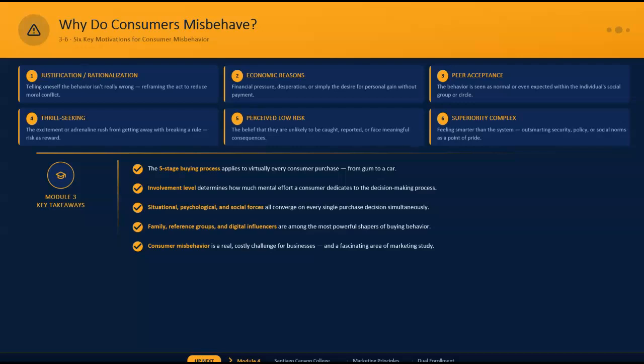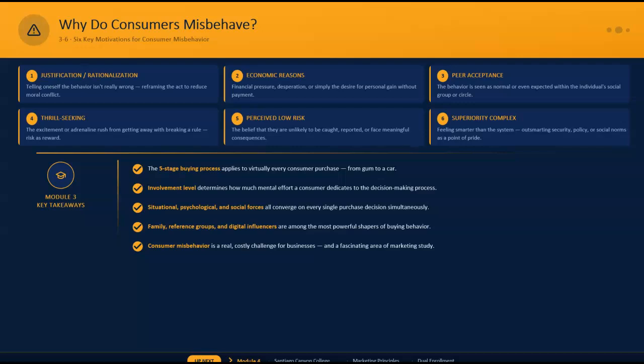Peer acceptance: the behavior is seen as normal or even expected within the individual's social group or circle. Thrill seeking: the excitement or adrenaline rush from getting away with breaking a rule, risk as reward. Perceived low risk: the belief that they are unlikely to be caught, reported, or face meaningful consequences. Superiority complex: feeling smarter than the system, outsmarting security, policy, or social norms as a point of pride.